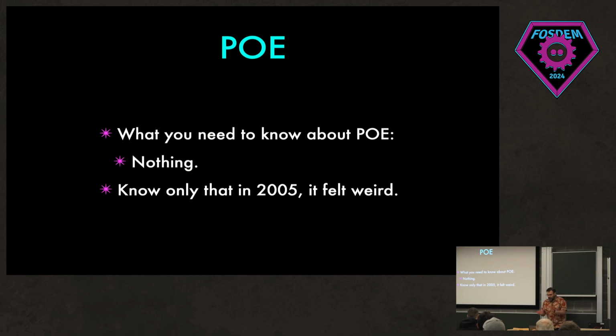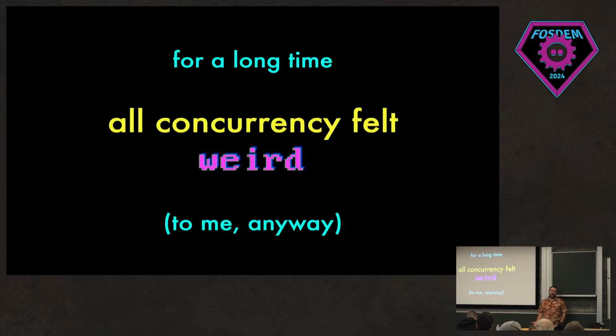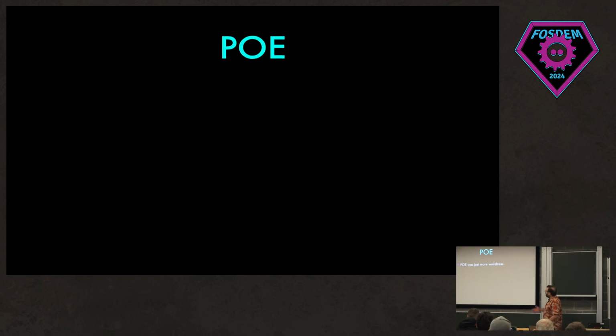But even in 2005, when I very first started writing the first line of this code, it felt weird to use. And it's not really POE's fault. The problem is that for a long time, any kind of concurrency felt weird, at least for me and at least in Perl. Anything you're going to do, you're like, why is my code now coming from outer space? And POE is just more weirdness that I didn't want to deal with.